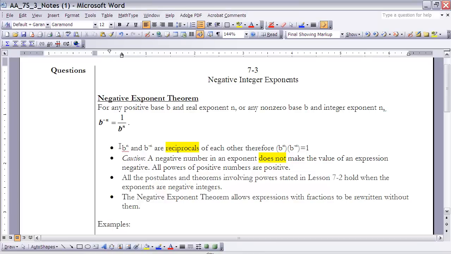So really what that means is b to the n and b to the negative n are reciprocals of each other. And if we multiply them together, they're going to be equal to 1.